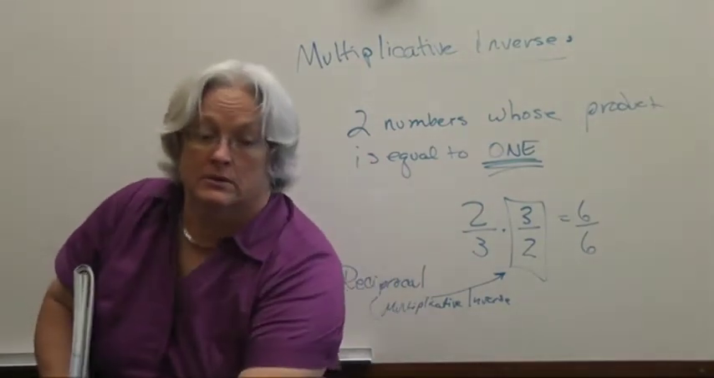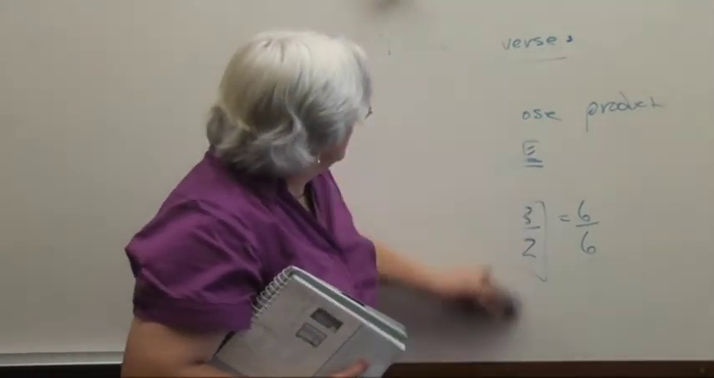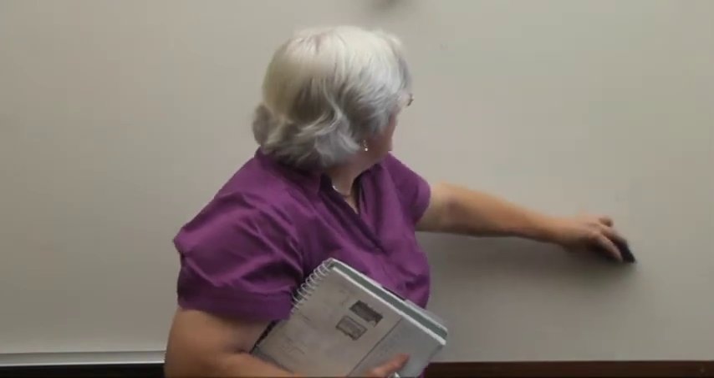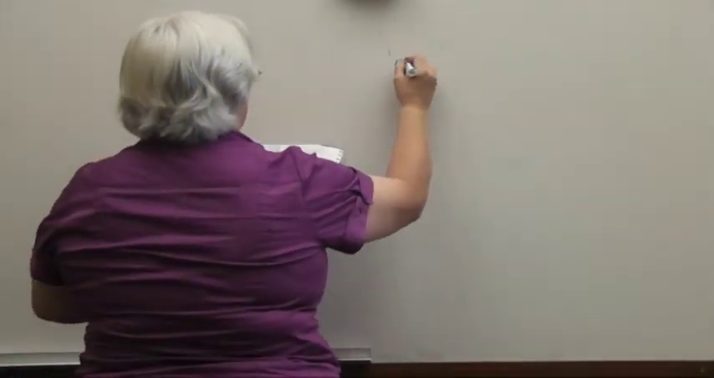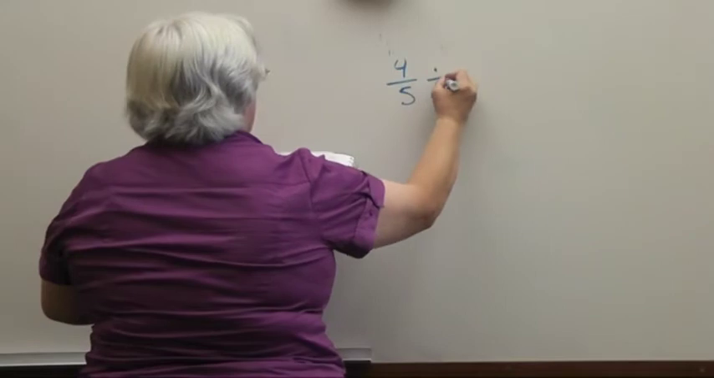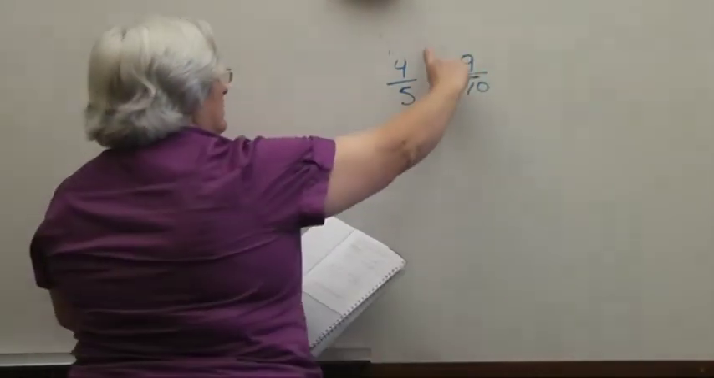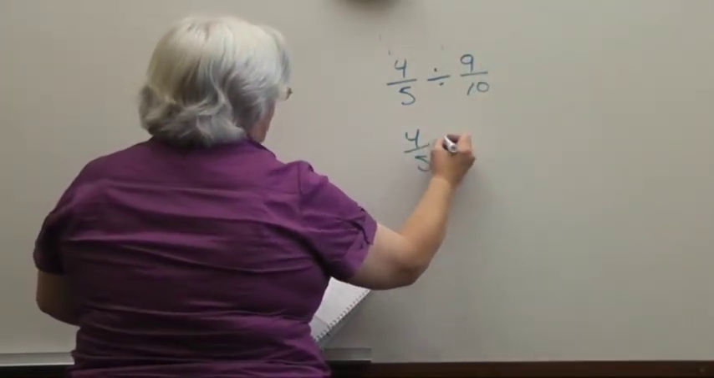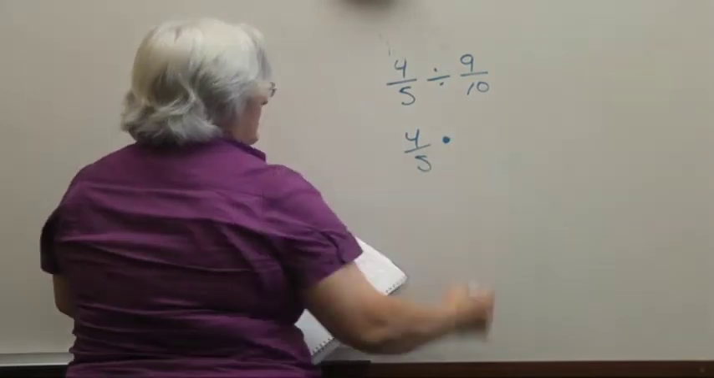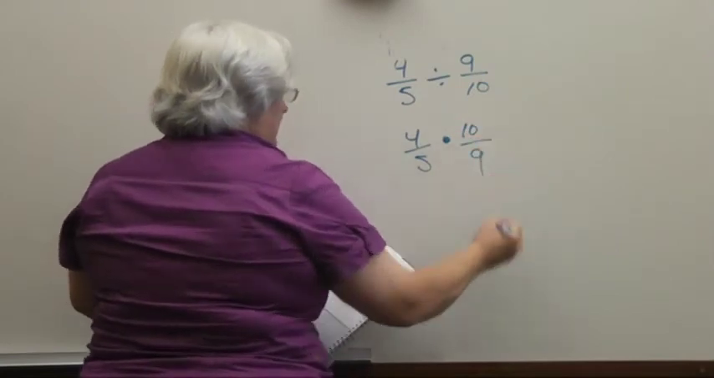So let's look at a couple of examples of dividing rational numbers. Divide 4/5 by 9/10. Division is the same as multiplying by the reciprocal. The reciprocal, or the multiplicative inverse, of 9/10 is 10/9.